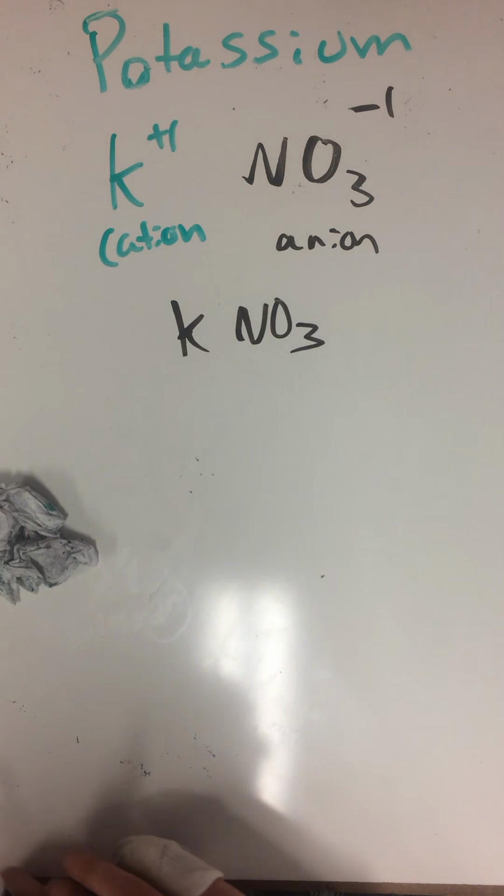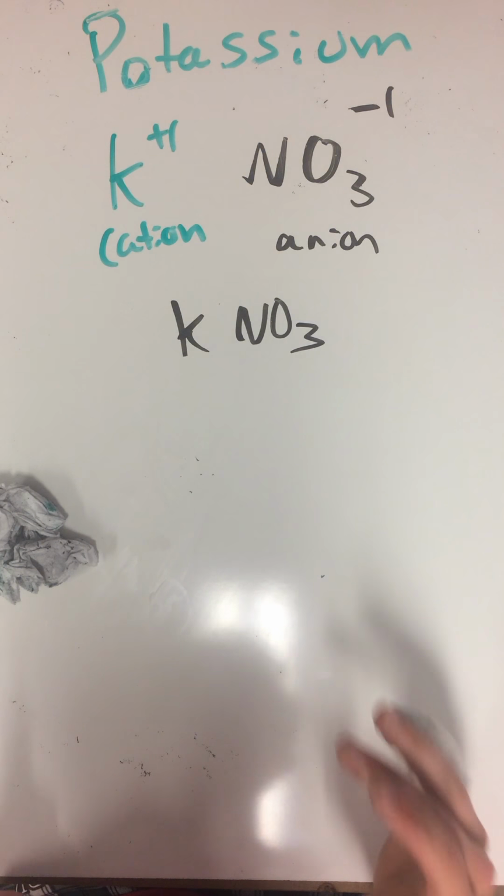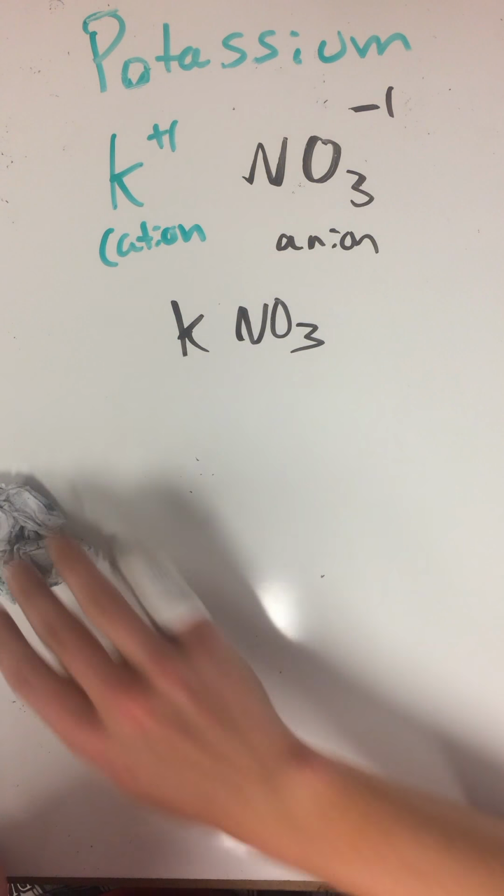Potassium nitrate is a salt, and it's always soluble because of potassium. Any salt with potassium in it is soluble.